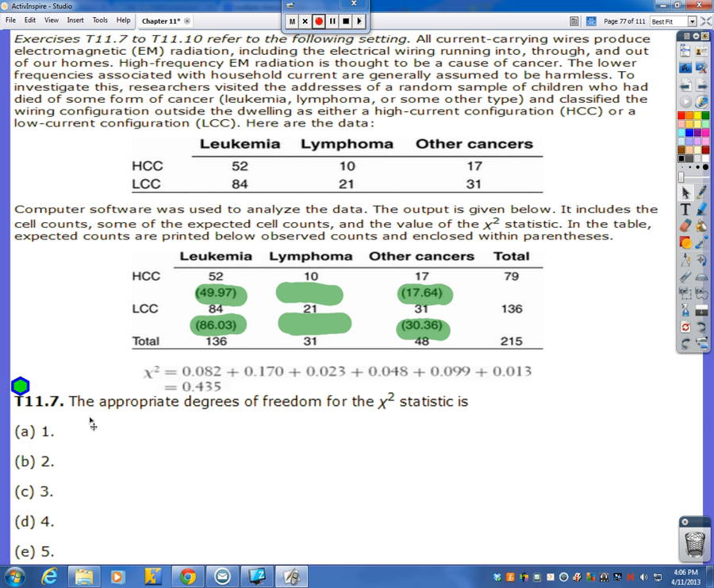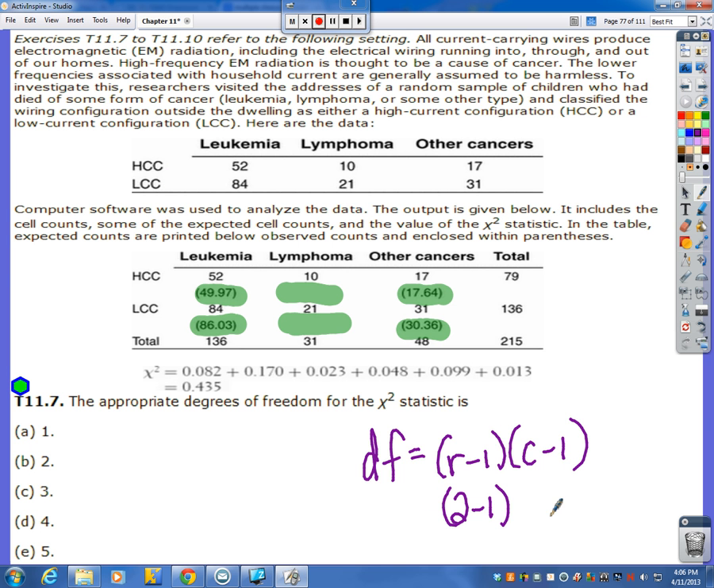So this problem says the appropriate degrees of freedom. Perfect. Now we have a table, which means this is either a test of homogeneity or association, but both of them use the same degrees of freedom formula, which was rows minus 1 times columns minus 1. We have 2 rows, our HCC and LCC, and we have our 3 columns, our different types of cancers here. So really we're talking about 2 times 1, which is 2 degrees of freedom.